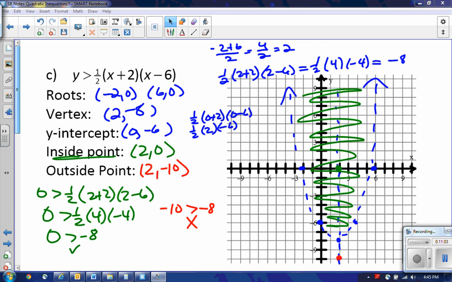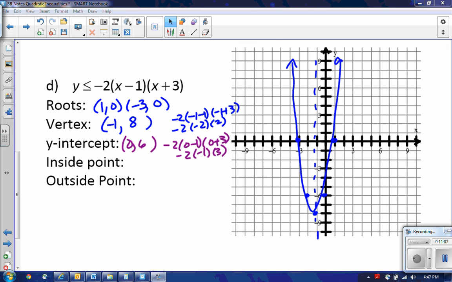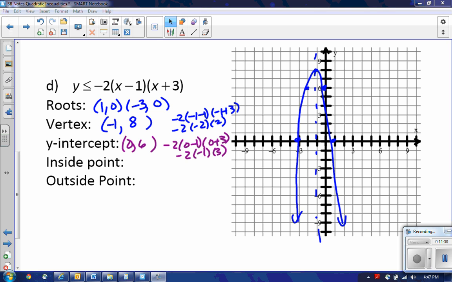Try the next one on your own, and then check your answers. Check your work. You should have roots at (1, 0) and (-3, 0). Halfway between there is an x value of -1. When you plug that into your equation, you should find your vertex to be (-1, 8). I fixed my parabola. Now it's facing the correct direction and matching the points that I found.